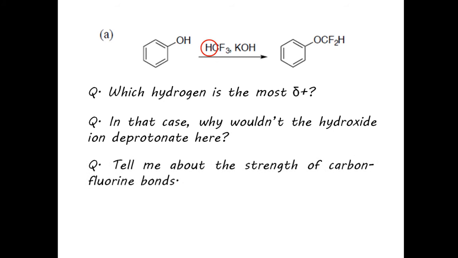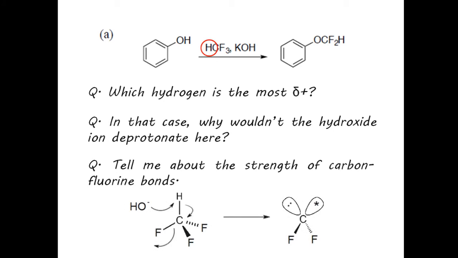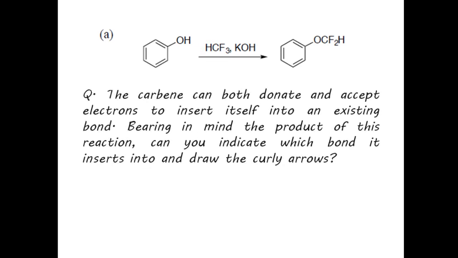Once they have concluded that they are at least weaker than carbon-hydrogen bonds, show them the formation of the carbene and ask them to comment on the number of bonds to carbon. This should be compared to variable valencies in nitrogen, sulfur, phosphorus, etc., and although you may need to provide examples, ask them to provide some too. An interested candidate may ask why, and you can reward their interest by briefly explaining octet expansion. Question. The carbene can both donate and accept electrons to insert itself into an existing bond. Bearing in mind the product of this reaction, can you indicate which bond it inserts itself into and draw the curly arrows?